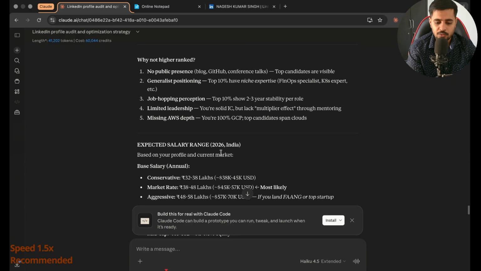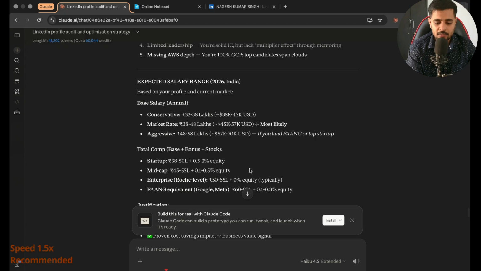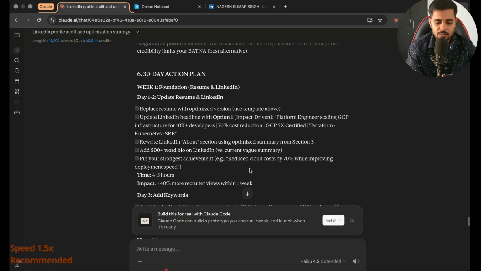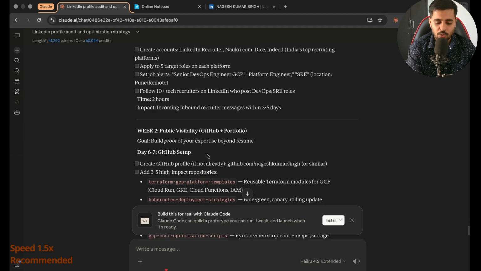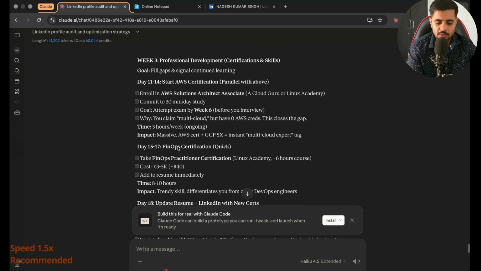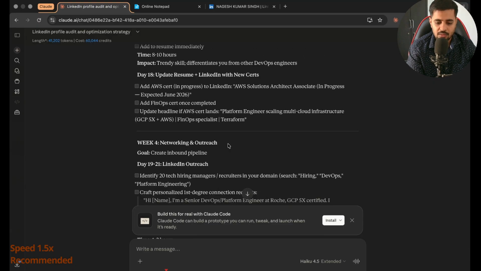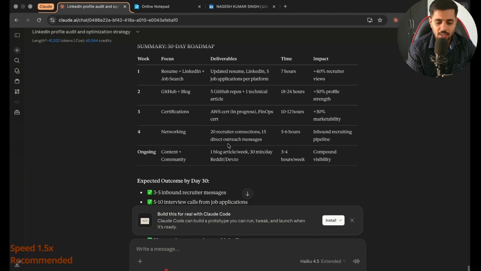So yeah, this is the expected salary range. Salary also he has added, total compensation. Also the action plan, week 1 what you need to do: update your resume, update your LinkedIn. Then day 3 add keywords, day 4 add job search setup. Great. Week 2, public visibility, GitHub. If you have GitHub, add your projects, add your things in LinkedIn too. Okay, great. I think Claude has done a good job here adding everything. Same way you need to do that and get your LinkedIn audited and fixed.